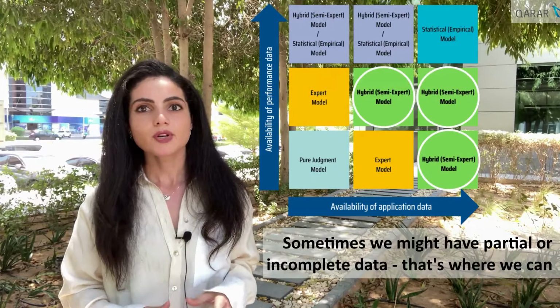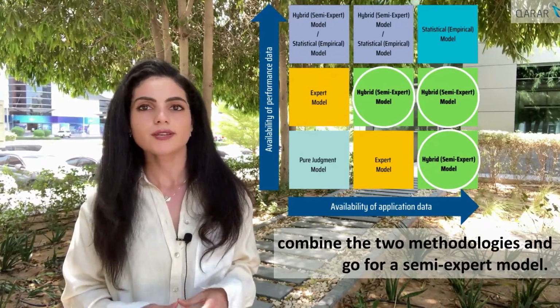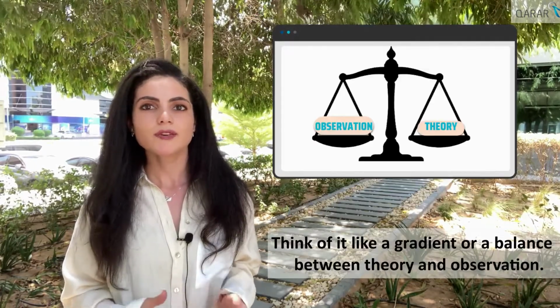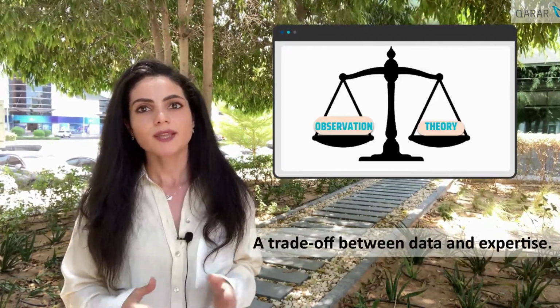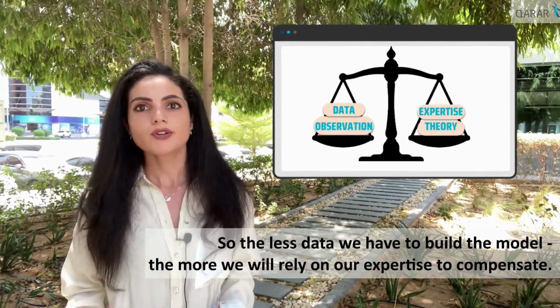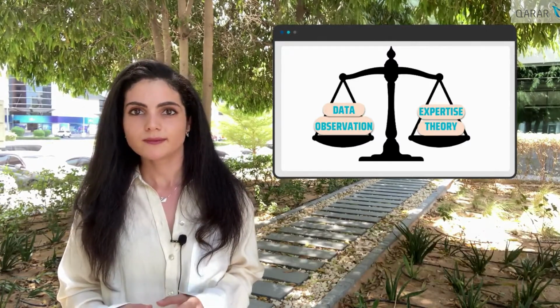Sometimes we might have partial or incomplete data. That's where we can combine the two methodologies and go for a semi-expert model. Think of it like a gradient or a balance between theory and observation, a trade-off between data and expertise. So the less data we have to build a model, the more we will rely on our expertise to compensate, but also the more closely we will need to monitor and tweak it.